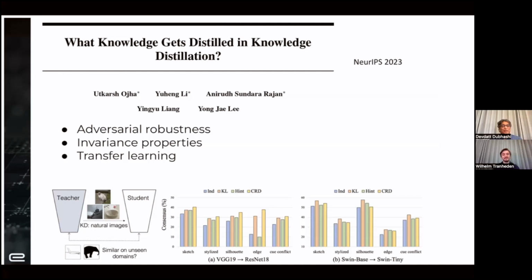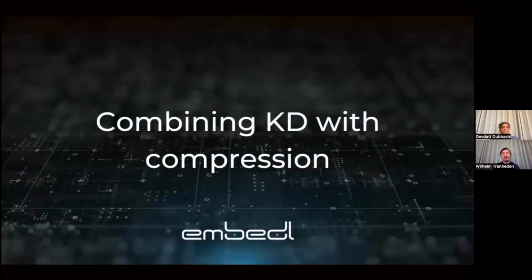show you some more examples of how you can combine this with other methods in compressing neural networks. Thank you, Devdutt. And like Devdutt mentioned, this next segment will be about how knowledge distillation synergizes with other compression methods and how, in combination, they can be used to create very efficient models for embedded hardware.